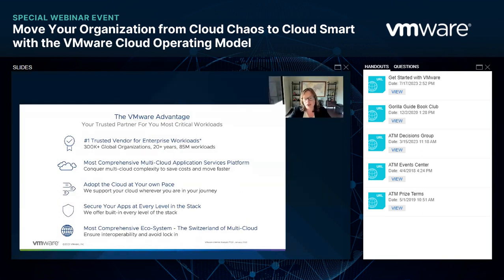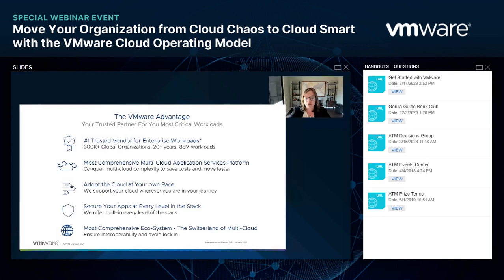We will meet you where you're at. We secure your apps at every level of the stack. I didn't break out talking about a security pillar as a separate pillar because we don't consider it to be a separate pillar. We build it in throughout all of our solutions to make sure that it's there across the board at every level in the stack.